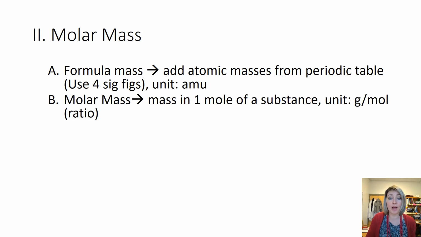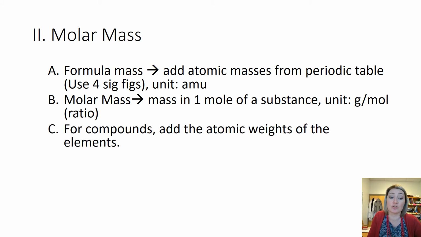Molar mass is pretty much the same thing, but it's the mass in 1 mole of a substance. So the unit that we're using this time is grams per mole. Think of it more like a ratio for your molar mass, or for your formula mass, excuse me, which we'll be using in conversions later on. For compounds, you're going to add the atomic weights of the elements. So the only place this gets really tricky is when you start to get a lot of subscript going in one particular compound. That can be tricky, but we'll work through it.